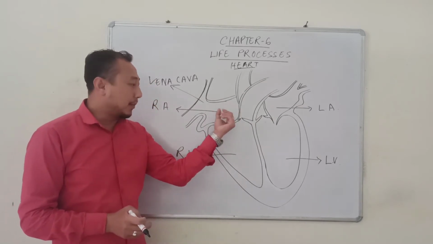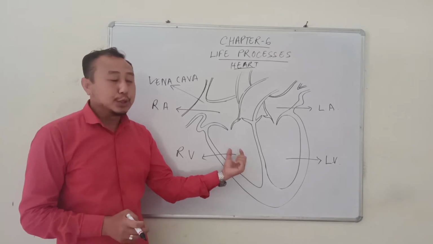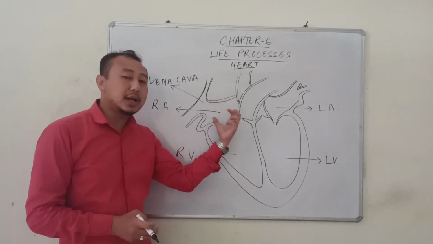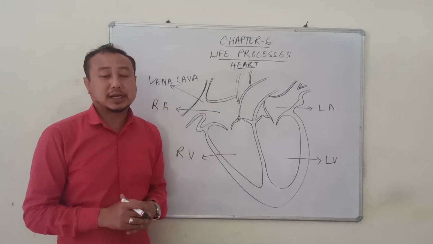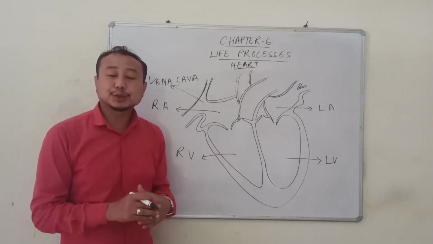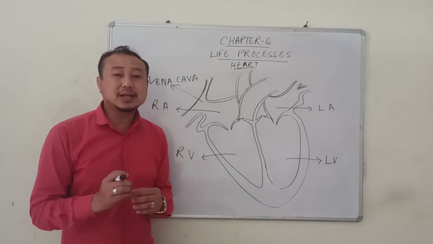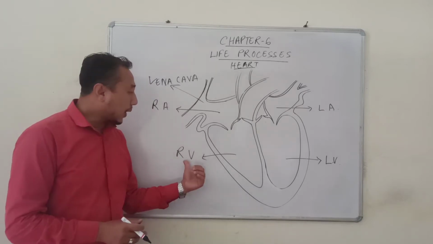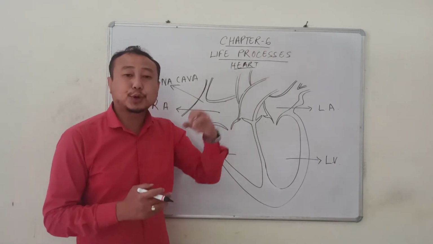From the right atrium, the blood is passed to the right ventricle. This blood that is received by the right atrium and sent to the right ventricle is known as deoxygenated blood. It is because this blood contains a large amount of carbon dioxide and very little oxygen. From this right ventricle, the deoxygenated blood will be sent to the lungs for oxygenation.